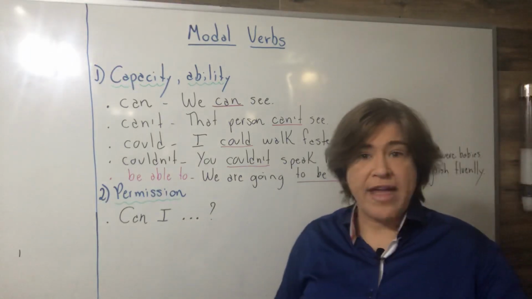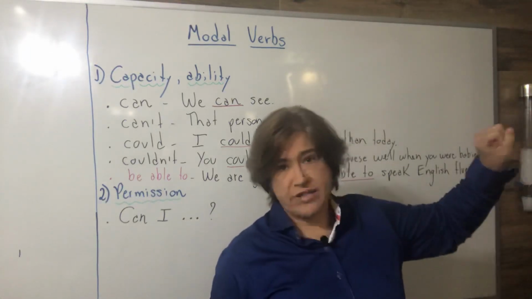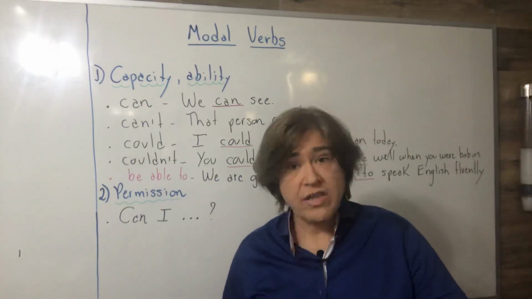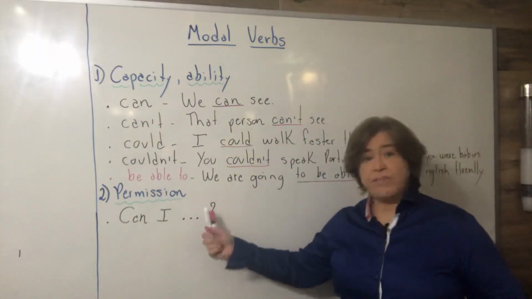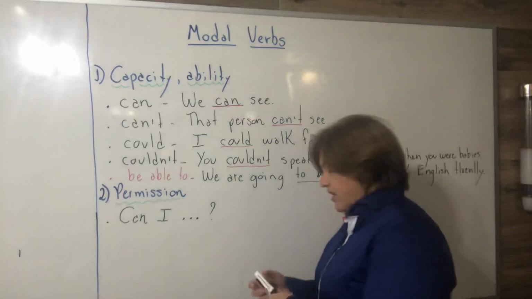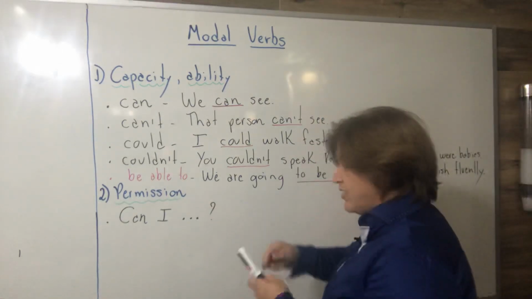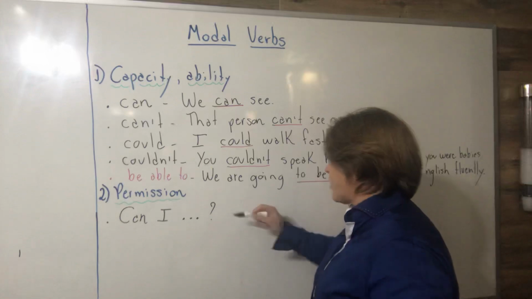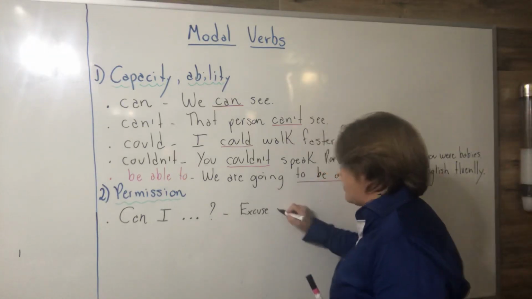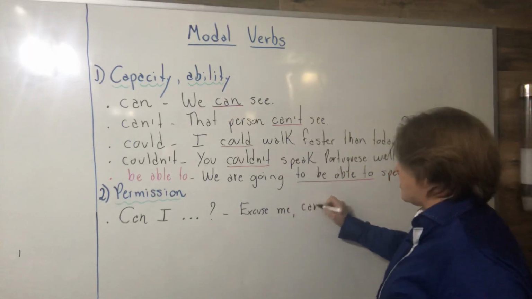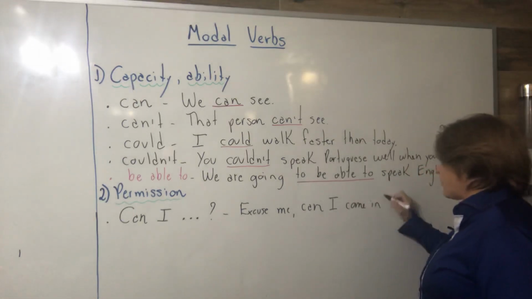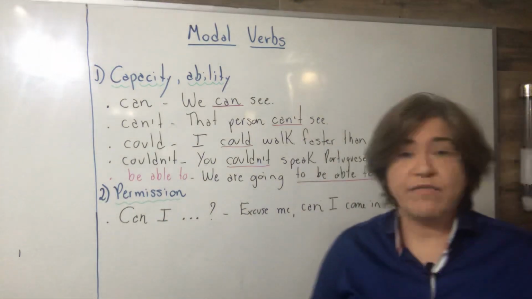The class has begun. A student knocks at the door and says, excuse me, teacher, can I come in? This student is asking for permission to come into the class. All right? So the student says, excuse me, teacher. Excuse me. Can I come in? So the student is asking for permission.